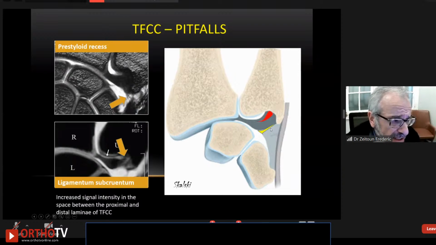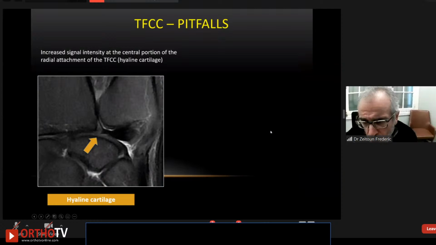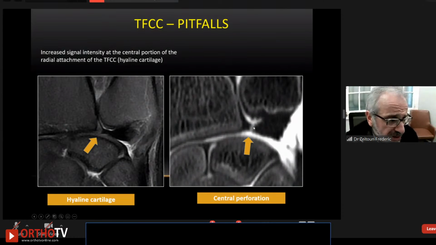The second pitfall is a hypersignal that you can see sometimes between the two bundles of the TFCC, on the foveal insertion of the TFCC, the foveal insertion and the styloid insertion. This hypersignal corresponding to ligaments, which is called the ligamentum subcruentum. We can also observe a hypersignal at the radial insertion of the articular disc, like here, related to presence of hyaline cartilage, which should not be confused with perforation, as you can see here on this CT arthrography. It's not a perforation, it's only cartilage.